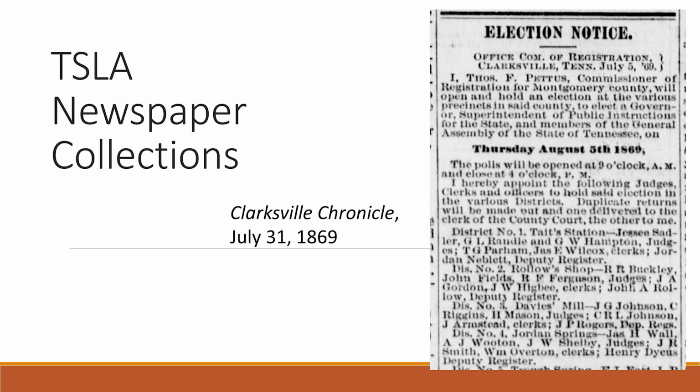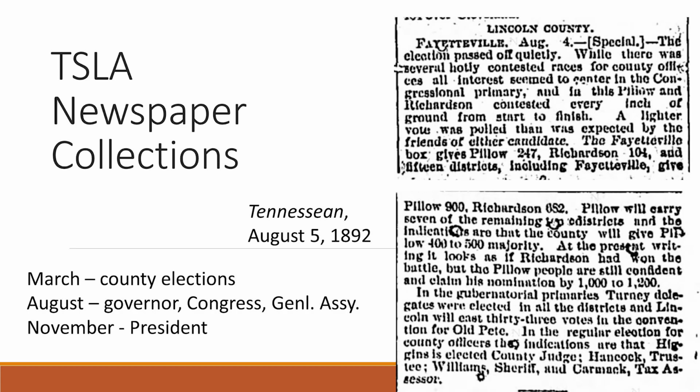1869 Clarksville Chronicle. Here's an election notice, just telling everybody there's going to be an election, where the precincts are, when the polls will be open and closed. If you're browsing newspapers, it's helpful to know when the elections occurred, and it's similar to today. March was generally the county elections, August, Governor, Congress, General Assembly, November, President. So if you're just browsing a certain location at a certain time period for election-related stuff, just look in the papers mainly in those 3 months for election returns. First Tuesday is generally a good place to start.